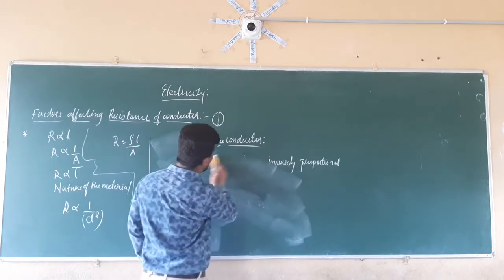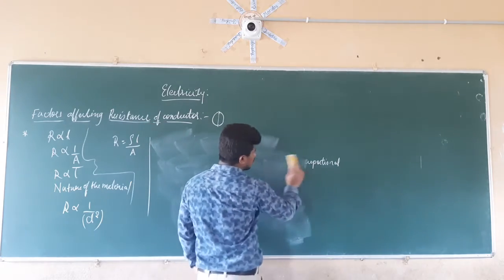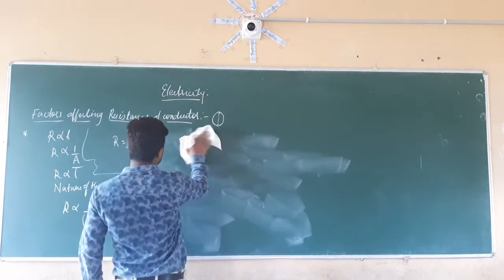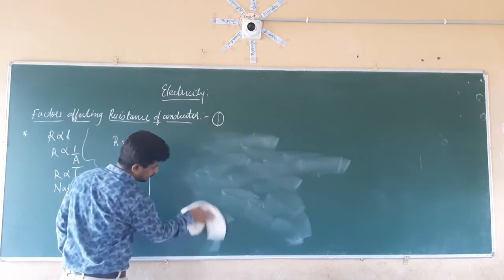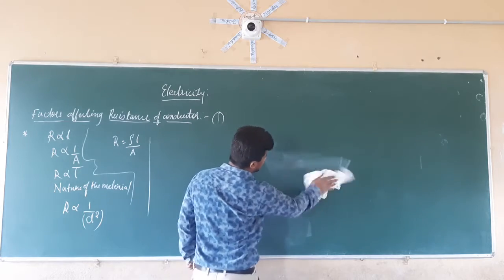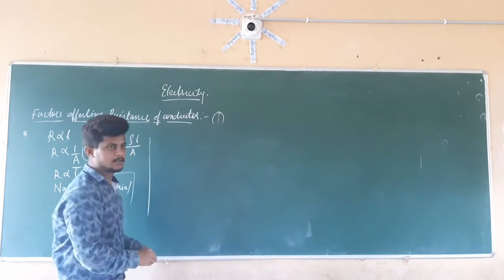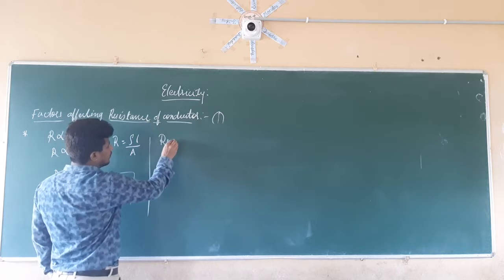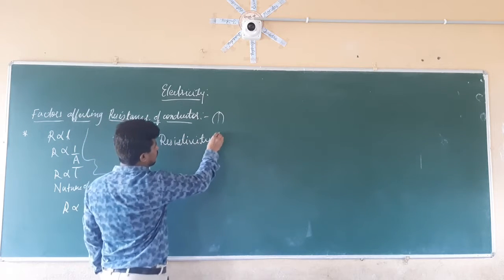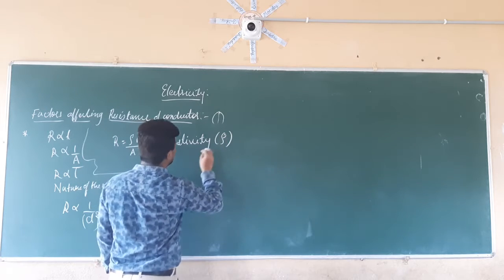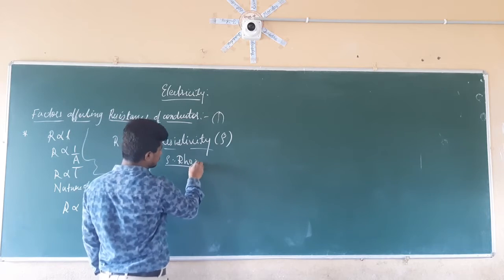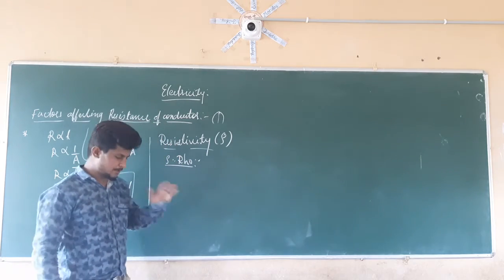Now next we are going to study about the resistivity of the conductor. So what is the resistivity of the conductor? Resistivity is given the symbol rho. Now, what is the resistivity of the conductors?